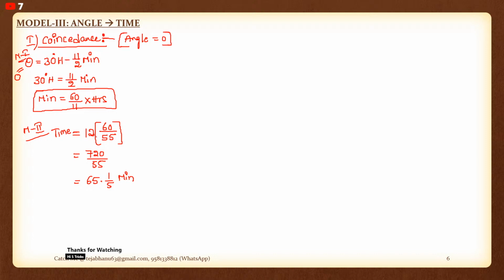See, I'll explain again. In order to cover 12 hours, for every hour, we have to cross 55 minutes spacings to reach 60. 12 into 60 by 55, which is 65 5/11 minutes. That means 1 hour 5 5/11 minutes.